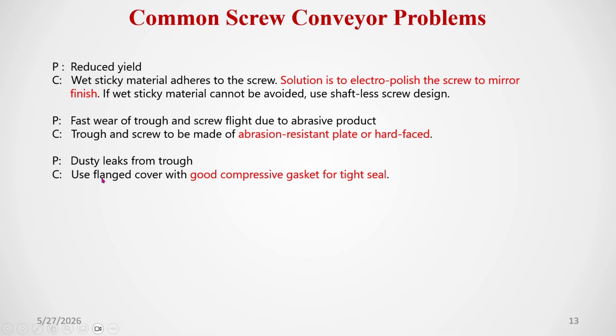Then, dusty material and leakage from the trough. If it is dusty material, then there can be leakages from the trough end. So use a flange cover with a compressive gasket to seal tight, so that the dust material cannot come out.